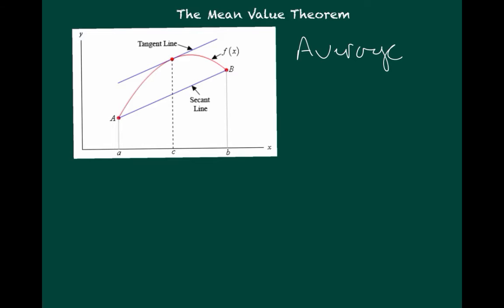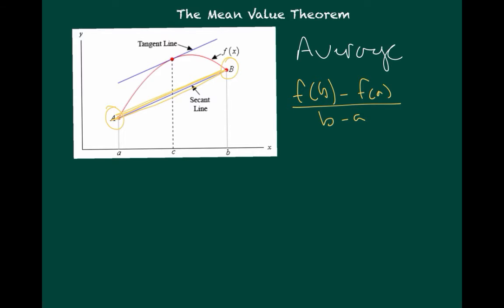If we have an interval from A to B, and you were to connect a line from A to B, what would be the slope of that line? Well, it would be the same slope formula that we've had since freshman year. F of B minus F of A, so the change in Y, divided by the change in X.